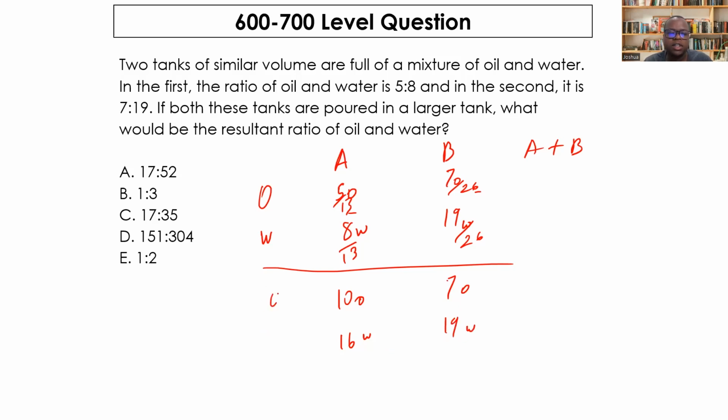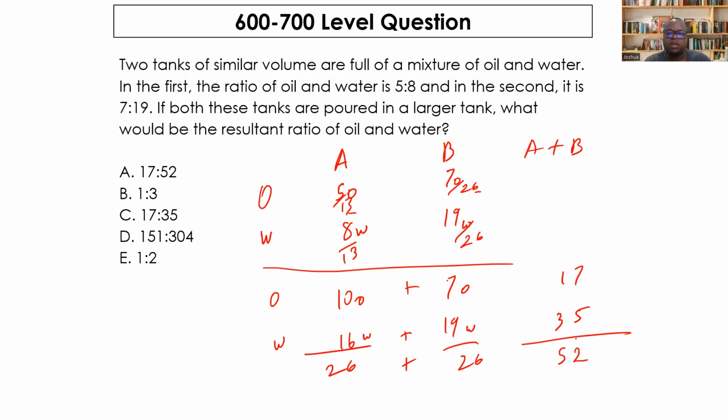So now, if they are coming together, then you can add them, because this will be 26, this 26. If you add all through, we'll get the total proportion that each of them contributes to the whole mixture. 10 plus 7 is 17. 16 plus 19, that will be what? 6 plus 9 is 15, carry 1. That will be 35. Then all this together will be 52.